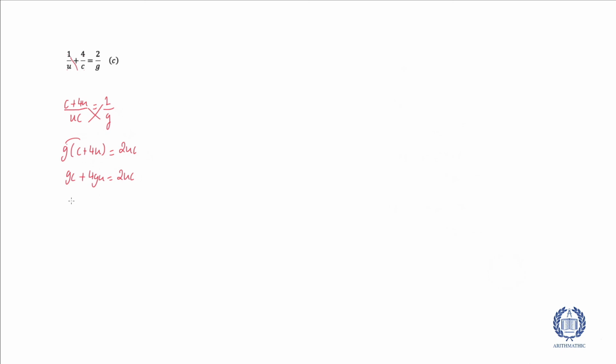Now, because you want the c's on the left hand side, keep gc here, move the 2uc to the left side, so it becomes minus 2uc, and then this 4gu, I don't need this, so move that to the right side, so 4gu should be minus 4gu. Now c is in common here, take c out, so you're left with g minus 2u is equal to minus 4gu. Now the final step is make c the subject, so c is equal to minus 4gu divided by g minus 2u, and that is your answer.